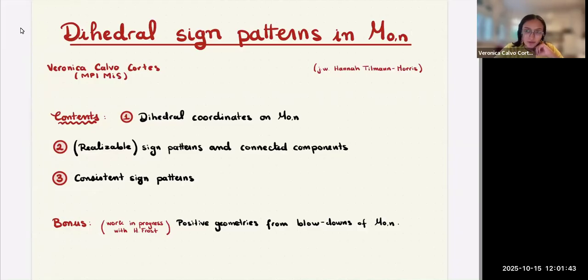So I will do this in two steps. First, I will talk about something that we call realizable sign patterns, related to the connected components of the real points of M0N. And then I will talk about consistent sign patterns, which is a slight generalization. And the work in progress, if time permits, just to throw some keywords in case anyone would be interested to talk at some point, is about positive geometries from toric blowdowns of M0N. So we'll see if we get there.